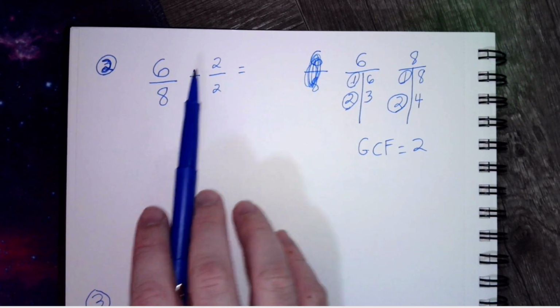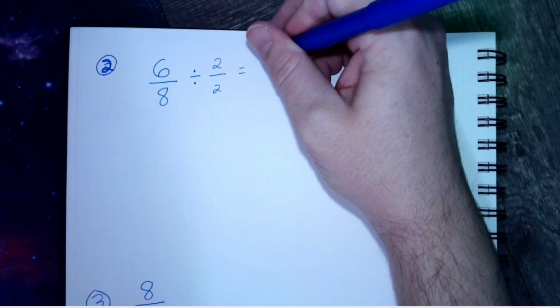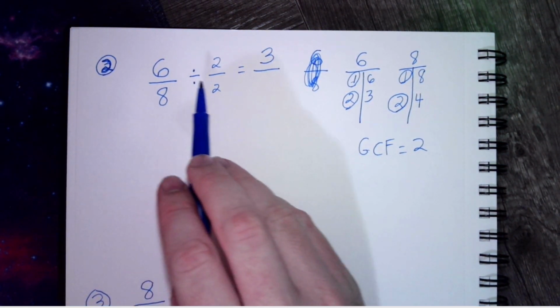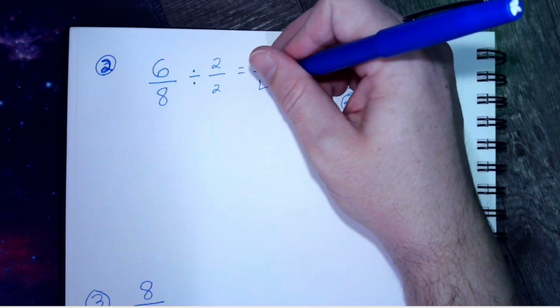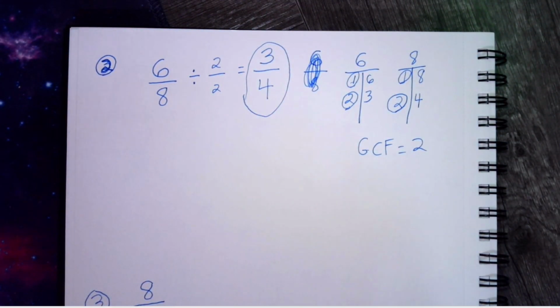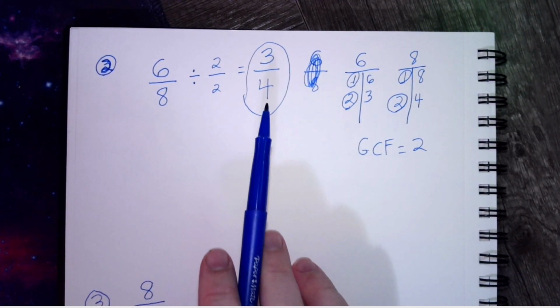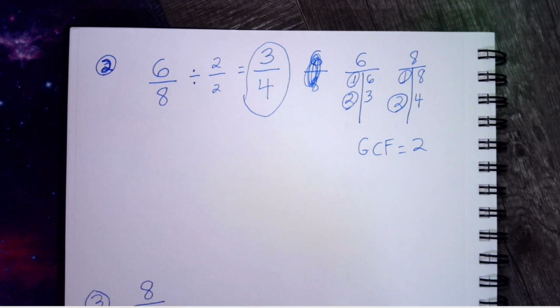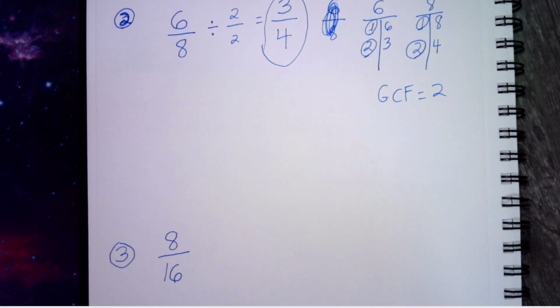6 divided by 2 will give us 3. 8 divided by 2 will give us 4. So 3/4. 3/4 is an equivalent fraction to 6/8, and 3/4 is the simplest form of 6/8. They are equivalent fractions. All right, we are going to do one more example. And we will do 8/16.